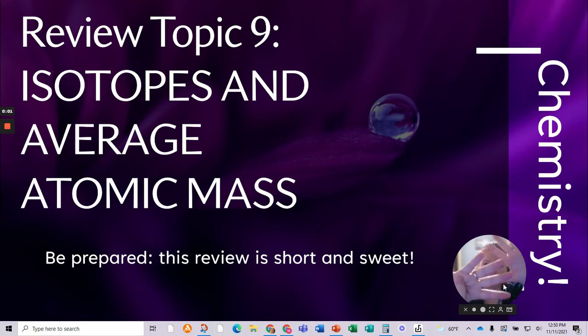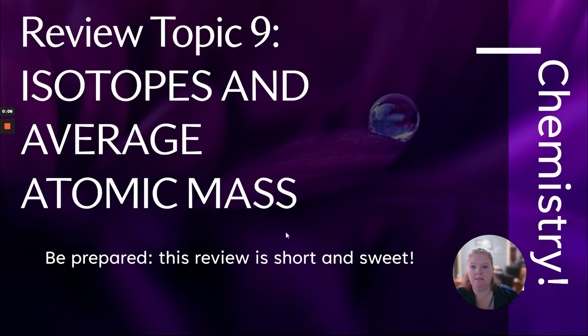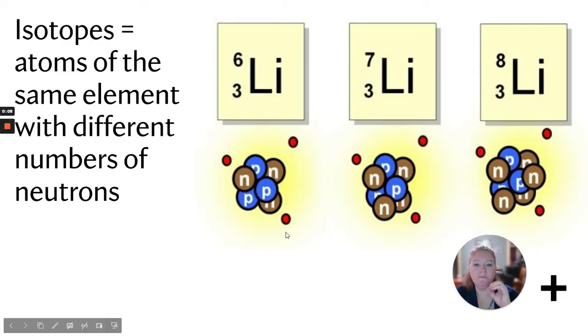Okay, review topic number 9, isotopes and average atomic mass. Isotopes are atoms of the same element that have a different number of neutrons. So they have the same number of protons, but a different number of neutrons. Same atomic number, but different mass number.